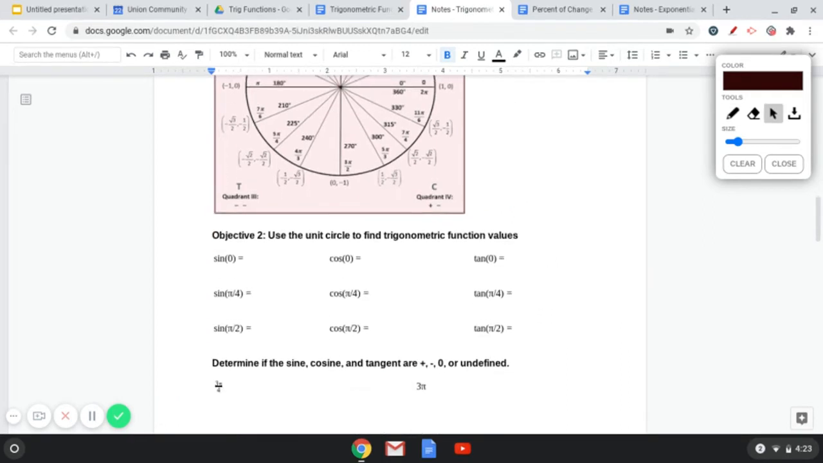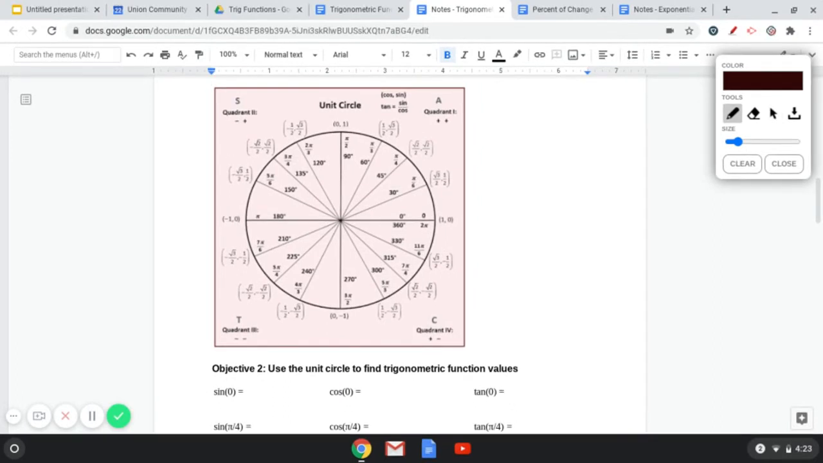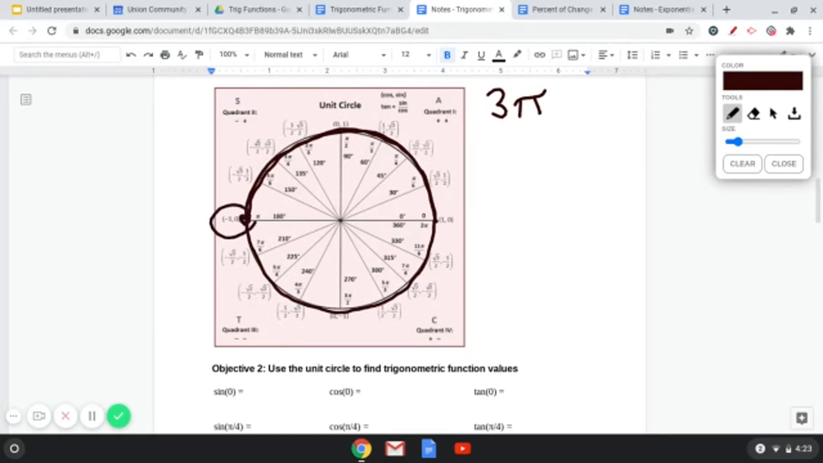What's our last one? 3 pi. Okay. I don't see a 3 pi on this. All right, so starting here at 0, we go around. This is 1 pi. 2 pi, and we keep going again. 3 pi, and we're ending up here. This is where we're at. So the sine of 3 pi is positive, negative, 0, undefined. This is on the x-axis, which means you don't go up at all. So this one is 0.